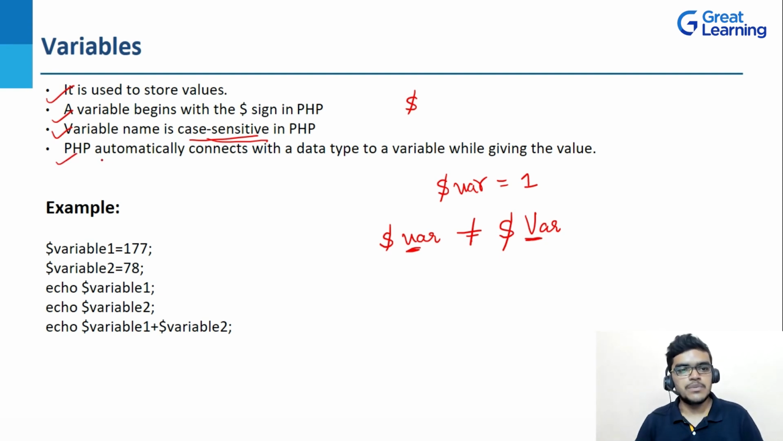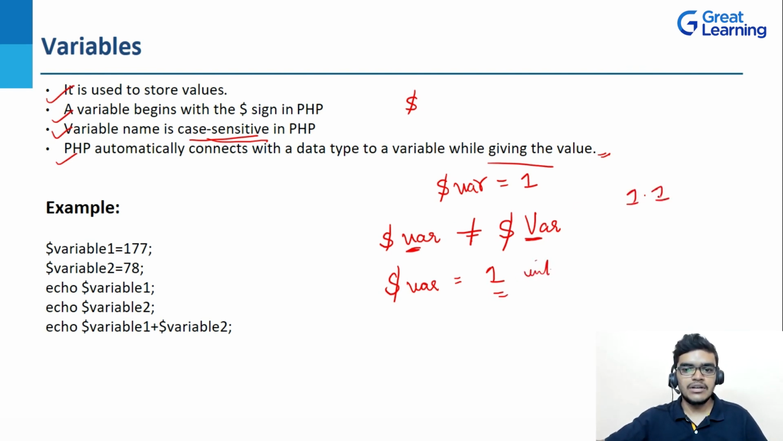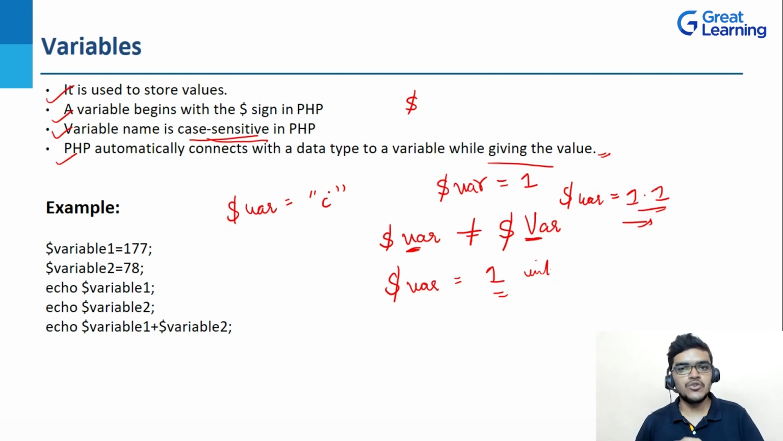Next, PHP automatically associates a data type with a variable while giving the value. The best thing about PHP is that if you are declaring any variable, let's suppose I'm writing dollar var, then you don't have to define its data type. If you are writing 1, then PHP will automatically know that it's an integer data type. Similarly, if you are writing 1.1 while creating a variable, then it will know it's a float data type. And if you're writing, let's suppose, C, then it will know it's a character data type. This is the best thing about PHP: you don't have to declare its data type. It will automatically get to know.